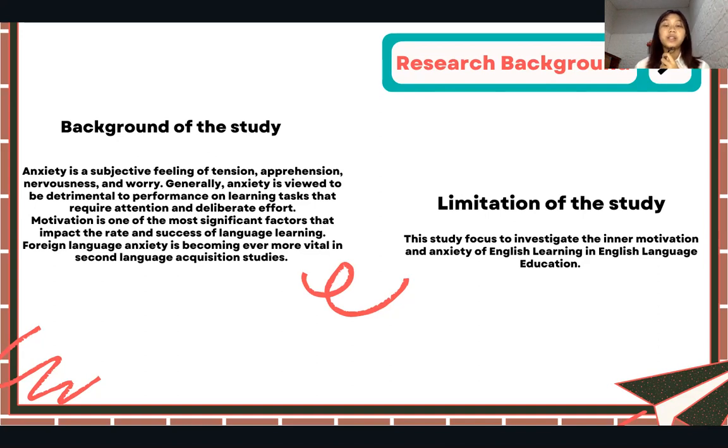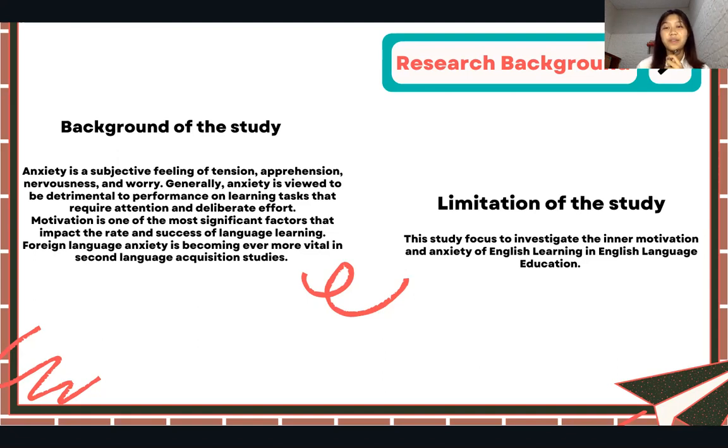There has been a good development of literature in the field of teaching English related to psychological aspects of learning, such as motivation and anxiety. Students should be encouraged to consider their favorable personality qualities in order to build on their individual strengths. In fact, students may avoid using the English language in the classroom because they are afraid of making mistakes and anxiety is high. Anxiety is a subjective feeling of tension, apprehension, nervousness, and worry. Generally, anxiety is viewed to be detrimental to performance on learning tasks that require attention and deliberate effort. Motivation is one of the most significant factors that impact the rate and success of language learning.